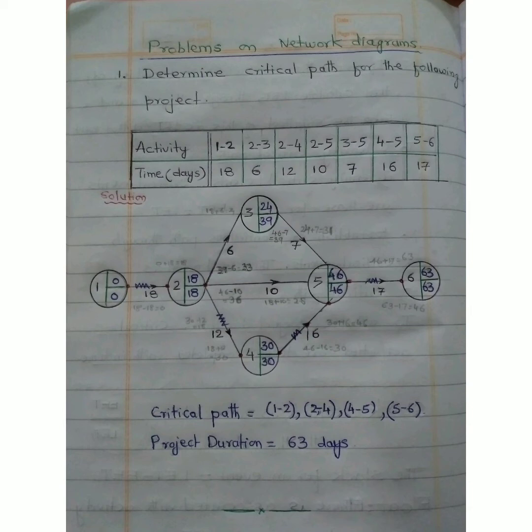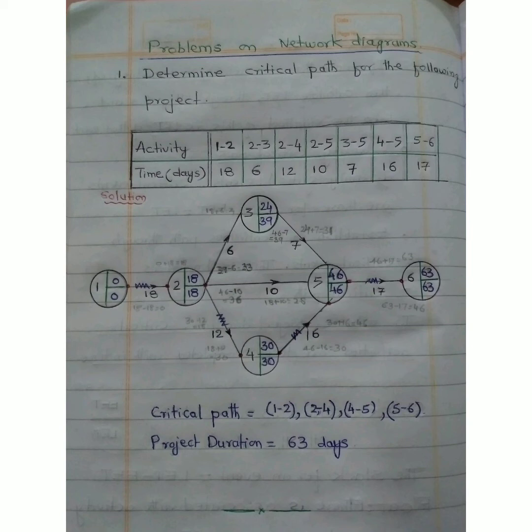This way we calculate the EETs of all the events. To calculate the latest event times, we have to assume the earliest event time is equal to the latest event time of the last event. In the problem, the last event number is 6 and its earliest event time is equal to 63. We assume LET of event number 6 as 63 and follow the backward path to calculate the latest event times of other events.